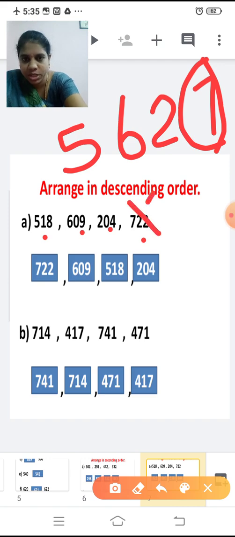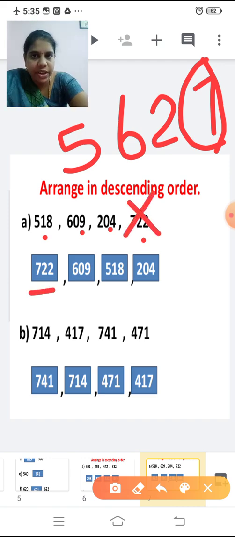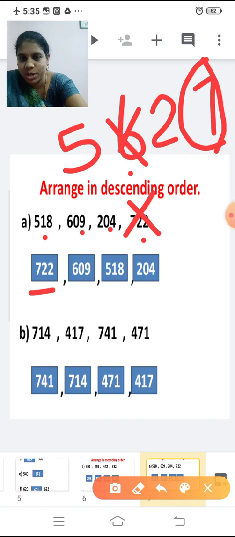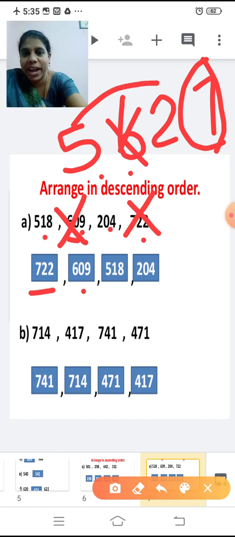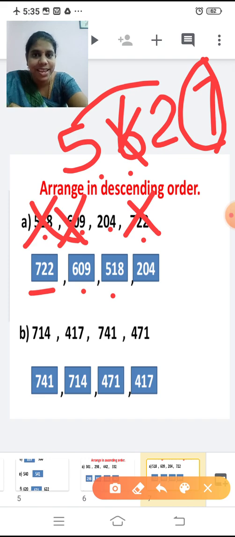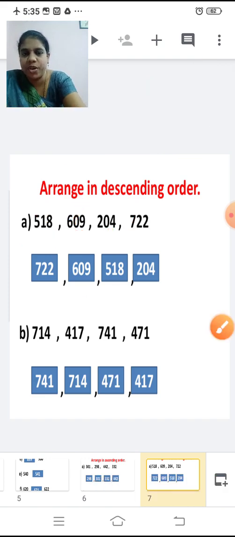So cross it out and write it below. 722. Then 6 is bigger, right? So now cross that 6 also. 609. So next write 609. Then 5. Between 5 and 2, which is bigger? 5. So 518 is bigger. So write 518. Then at last 204. So write 204 at the last.